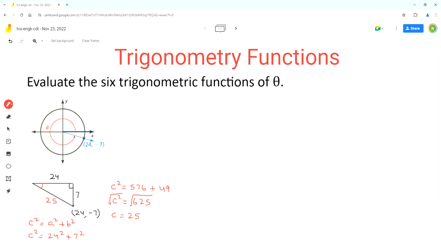Next, we will use the cast rule, also called the ASTC rule or the all sad turtles cry rule, to find the value of the 6 trigonometric functions of theta. I'll write the names on the board. This rule is used to find the sign of a trigonometric function in the 4 quadrants. We can label the 4 quadrants in the diagram as follows.